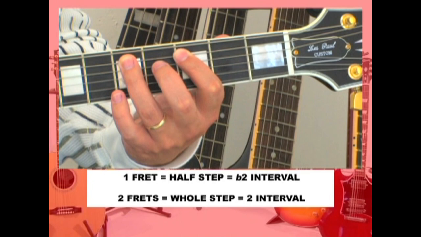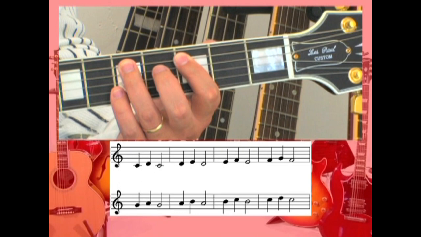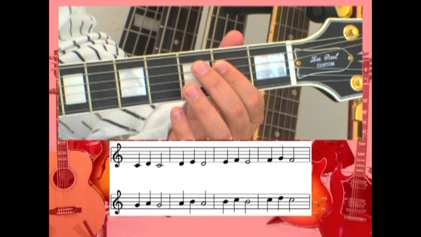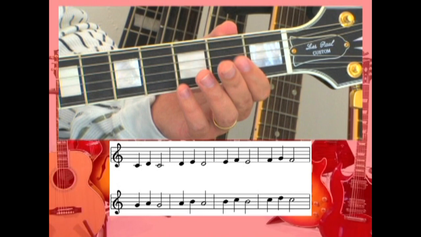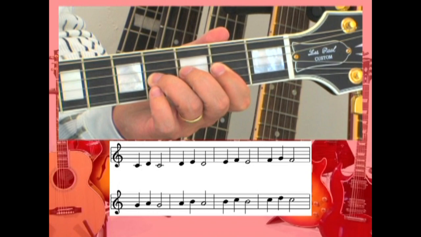So from the top, we have C to D, which is a second interval, D to E, which is a second, E to F, a flat second, F to G is a second interval, G to A is a second interval, A to B is a second, B to C is a flat second.